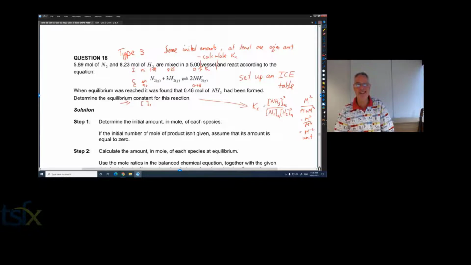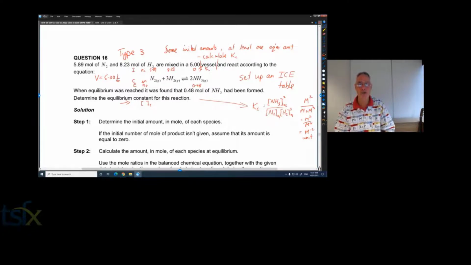There's an implied 0 for the initial amount of NH3. If they wanted there to be some initial NH3, they'd have said so. After all, you start a reaction with just reactants normally. You could start a reaction with some products already present, but that would be pretty crazy. So it makes sense that they've just taken initial amounts of N2 and H2 and mixed them together in that 5 litre vessel. So I'm going to pop out the side here, V equals 5.00 litres. I need that in the question so that I can work out the concentrations.